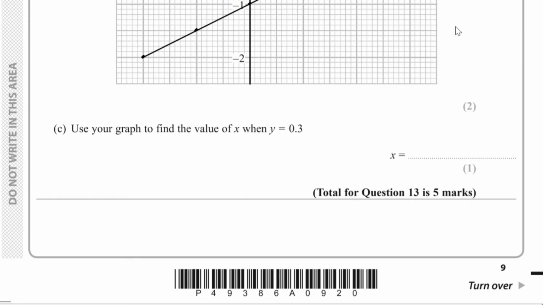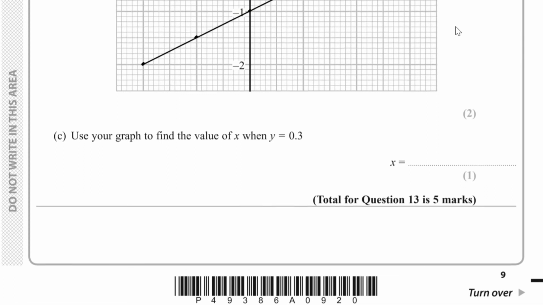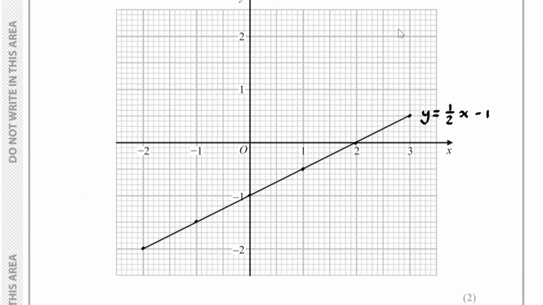Then for part C, we have to use our graph to find the value of x when y is 0.3. Well, when y is 0.3, 0.3 is over here, we draw a line across, and then we draw a line down. It turns out we get 2.6.